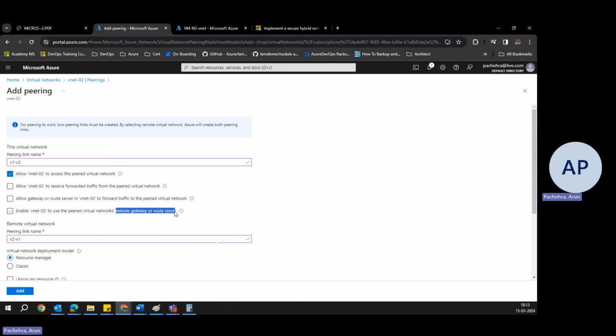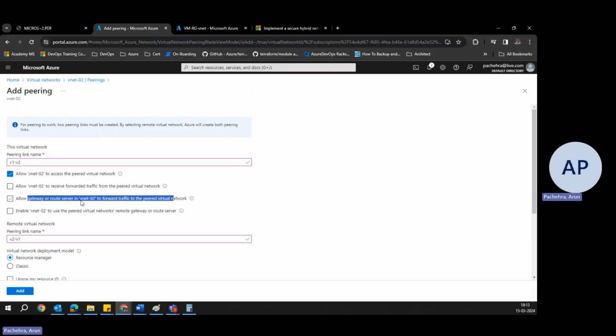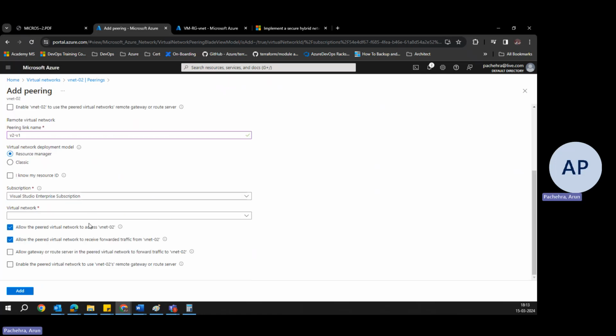And here is the information of your remote gateway that I was talking about. Okay, gateway route traffic, forward traffic. From these settings, you can allow the remote gateway or forward the traffic, or use the remote gateway or forward the traffic. Both settings are here. Allow gateway traffic, forward the peered virtual network's traffic, or enable VNet 2 to use the peered virtual network's remote gateway. Clear? Nothing much is there. If you click on add, it will just create the peering.